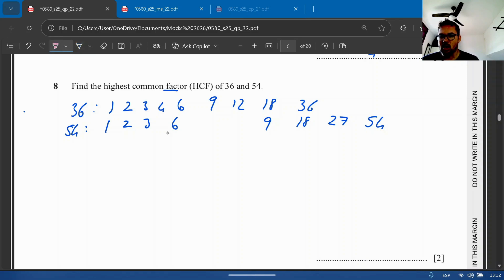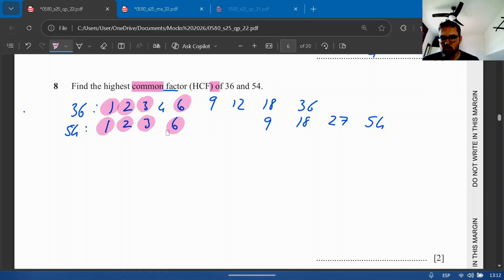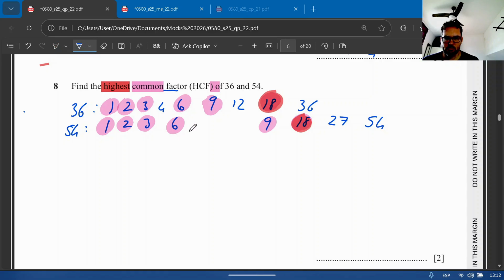Then we just need to see what the common factors are. So we got the factors, now we do the common. They have 1 in common. They got 2 in common. They got 3 in common. They got 6 in common. They got 9 in common. Now you got 18 in common. And there we go, that is the highest. The highest common factor, the biggest one, 18. Okay, that's one way of doing it.